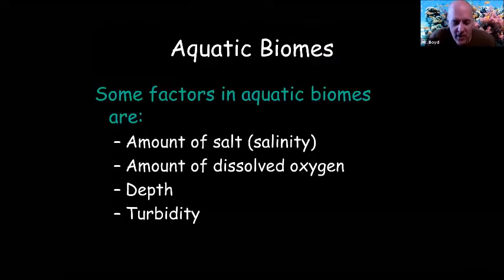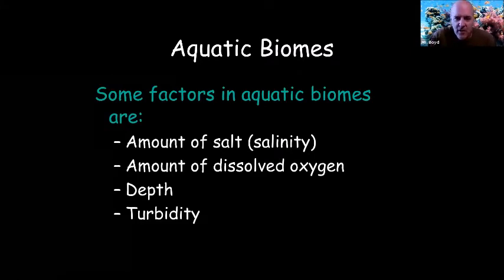So, since we're talking about water, let's talk about the aquatic biomes. There's several factors that affect the aquatic biomes. The amount of salt, which is known as salinity. The amount of dissolved oxygen, which is just what it says, the amount of oxygen dissolved in the water. Depth is easy. Turbidity is the cloudiness of the water.